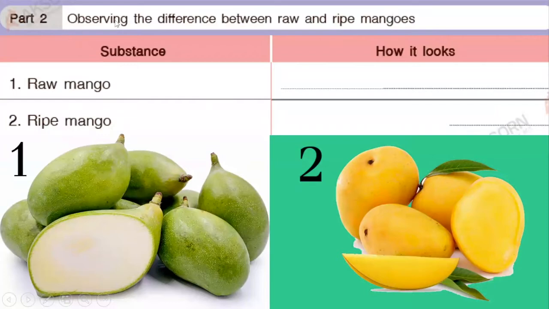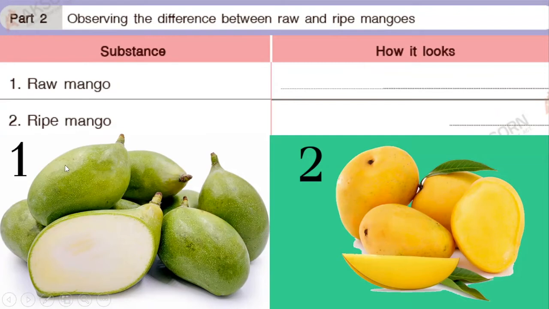Now, second part, observing the difference between raw and ripe mango. In our substances column, we have number one, raw mango. Look at picture number one. It's raw mango. It's green outside and white inside. And ripe mango, after some time we get ripe mango. It changes color, right? It gets yellow. And it changes smell, right?